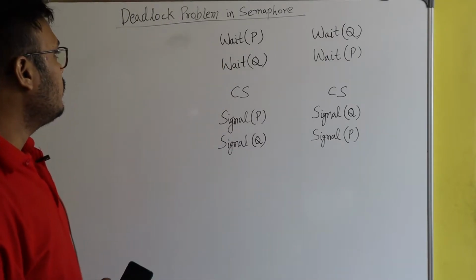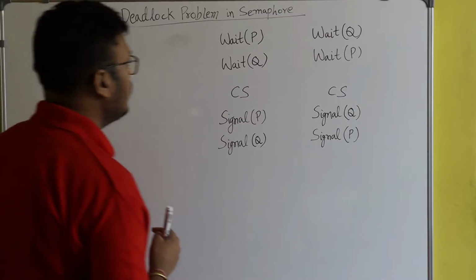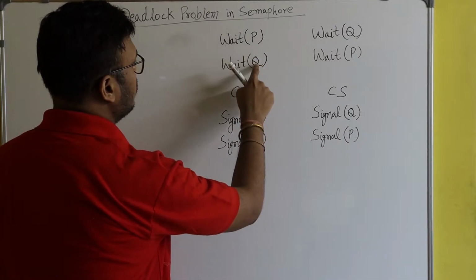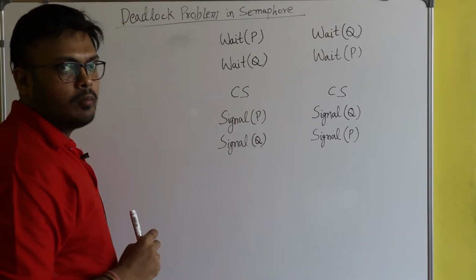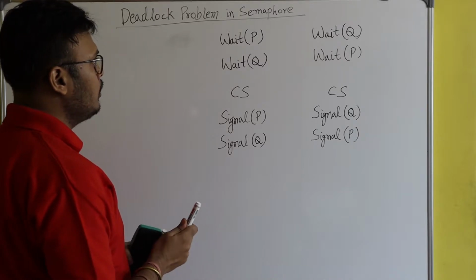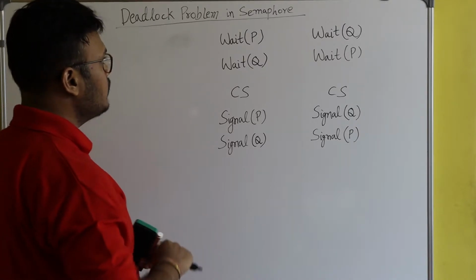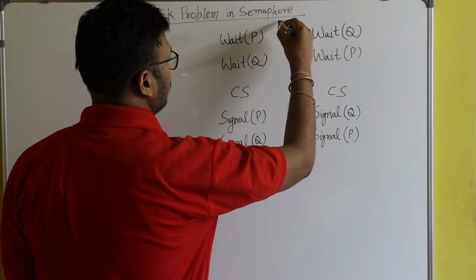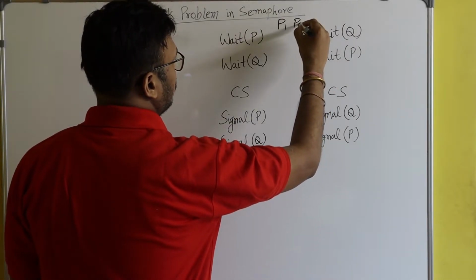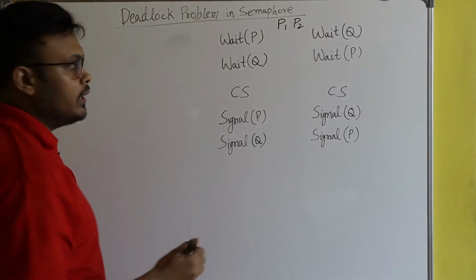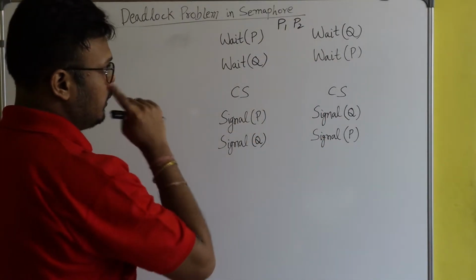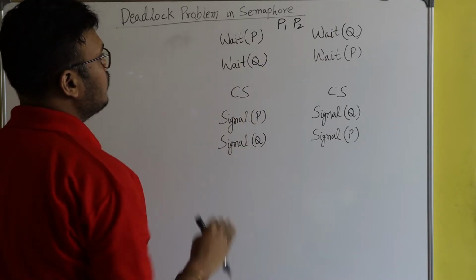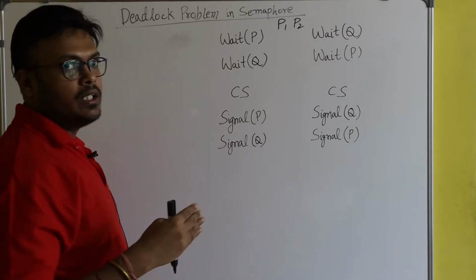Here you can see that I have written the code. I have used two mutex variables, P and Q. Suppose there are two processes, P1 and P2. Both these processes want to enter inside the critical section. And the semaphore variables, P and Q, are both initialized as 1.